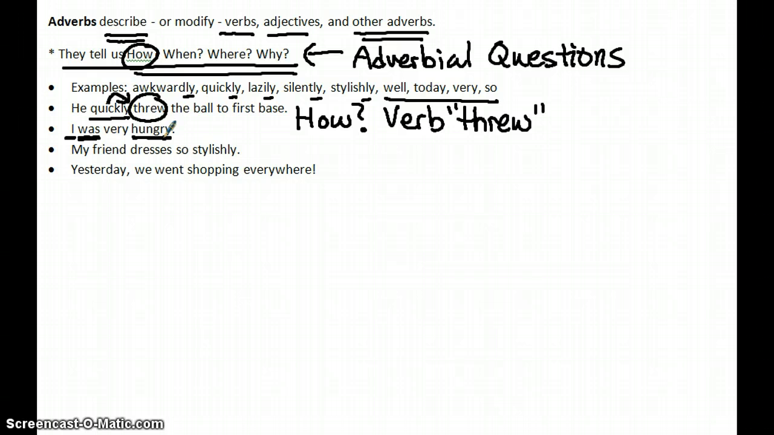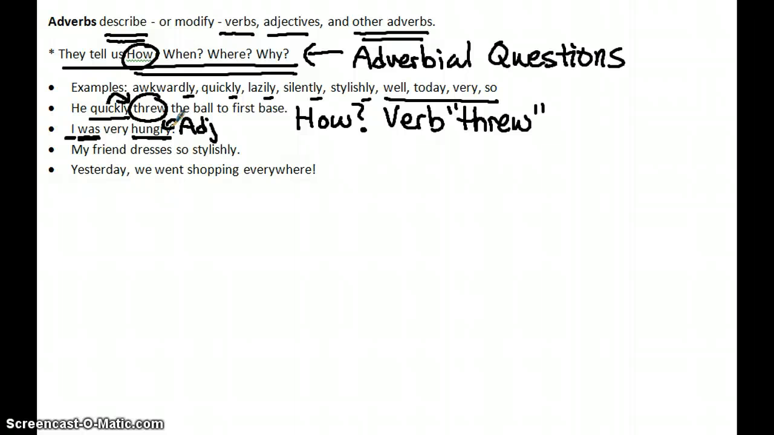It's describing the subject. The subject is a pronoun, and words that describe pronouns are adjectives. So hungry is an adjective. Hopefully you follow that. We talked about predicate adjectives. Remember, a predicate adjective is simply when you have the subject followed by a state of being verb followed by an adjective. I was hungry, predicate adjective.